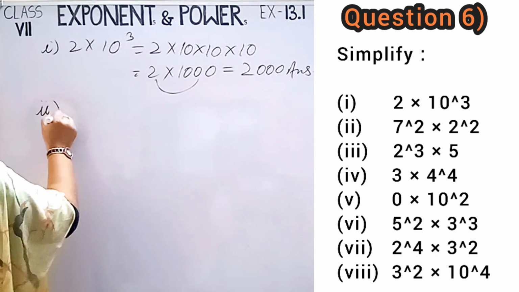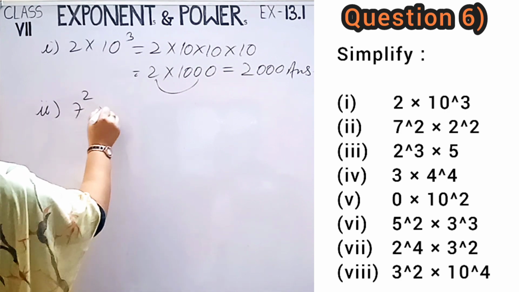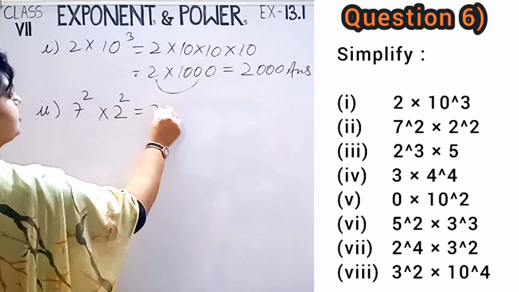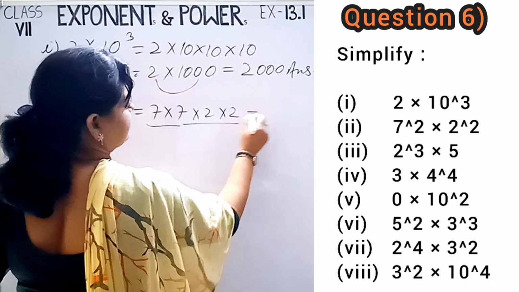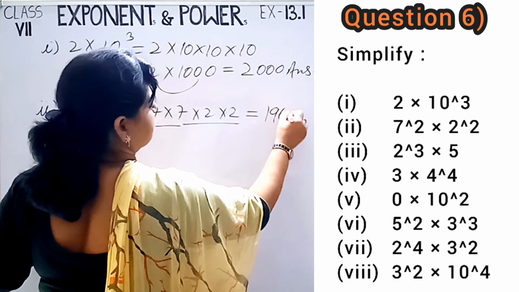Second part, 7 raised to the power of 2 and 2 raised to the power of 2. 7 2 times, 2 2 times. After multiplying these numbers, we got here 196. Answer.